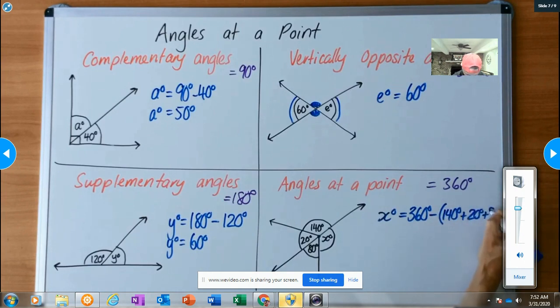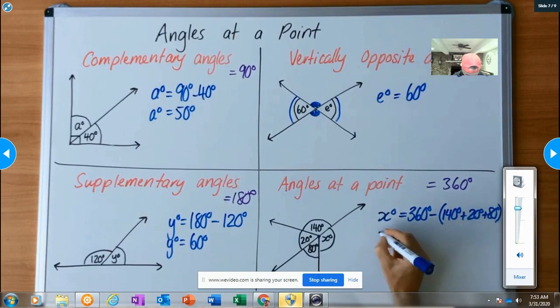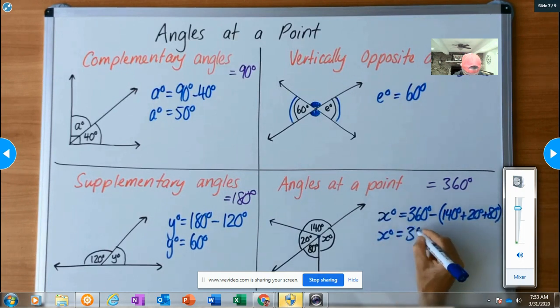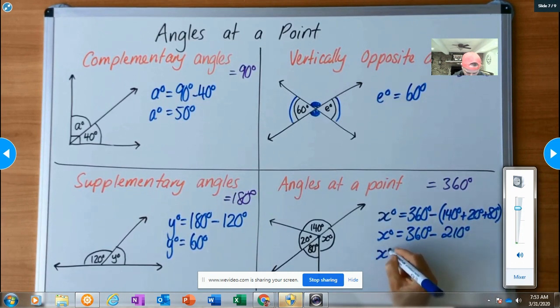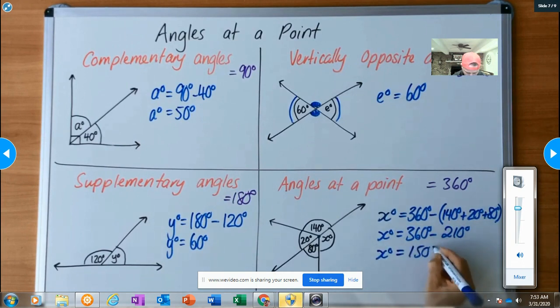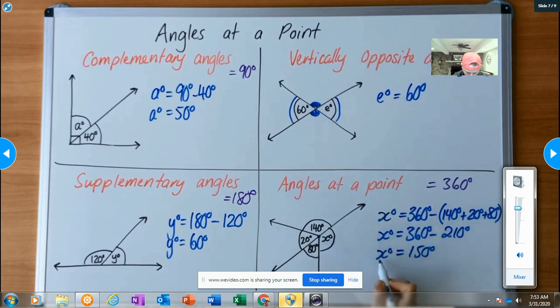And I just drop down the 360 degrees on the next line. I add all the measurements up in the bracket, which comes to 240 degrees. So now I go 360 minus all the other angles added up, and when I subtract that, I get 150 degrees. So now I know the angle X is 150 degrees, and again at the very end of this I need to write down the type of angle I've been working on, and it's angles at a point.